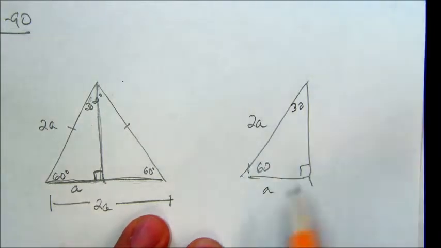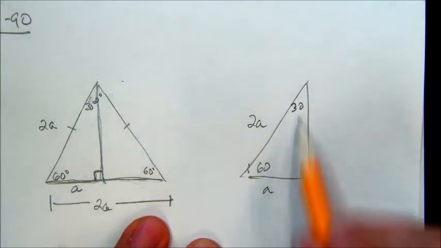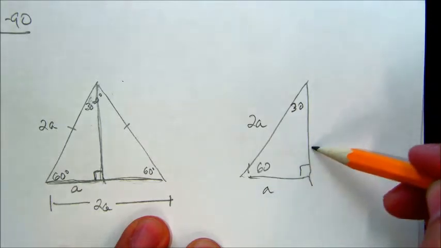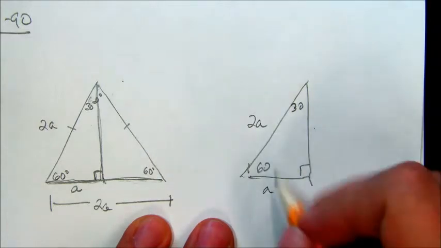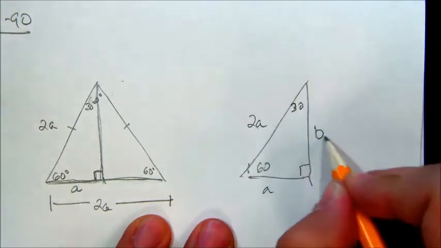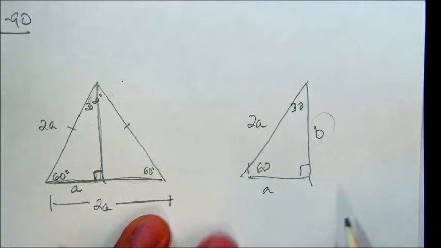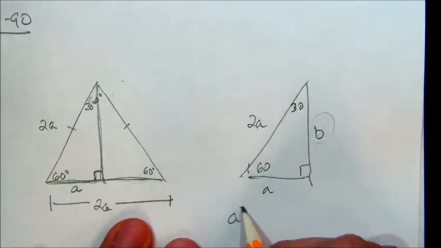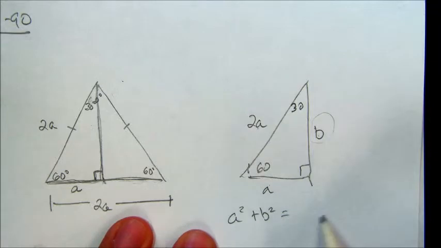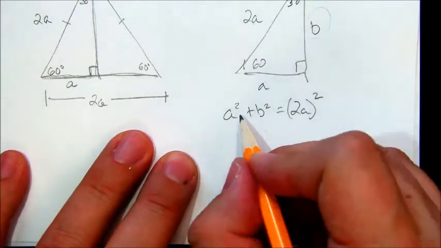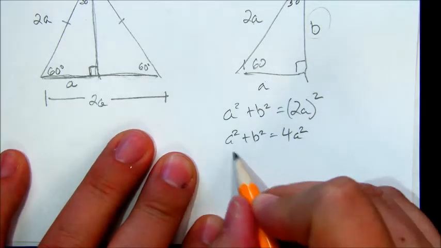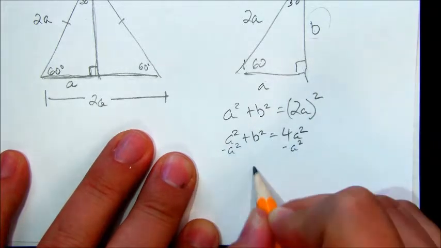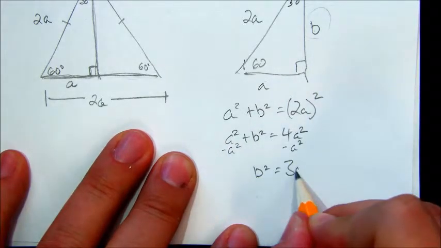We've got two legs. One is short, across from 30 degrees. One is longer, across from 60 degrees. And I have the hypotenuse. I know this side and I know this side, so I can use the Pythagorean theorem to find the third side, the longer of the two legs. So I know that A squared plus B squared equals 2A squared, and then A squared plus B squared equals 4A squared. Subtract A squared from both sides: B squared equals 3A squared.